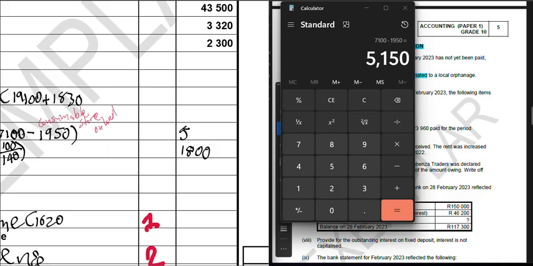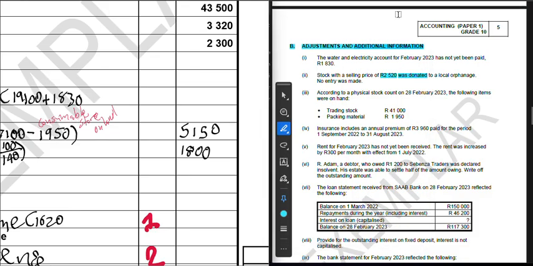Okay, my pen slipped. So here we're going to have 5,150. That is the amount that's going to be written there. Okay, we are done with that, ladies and gentlemen. We go to the next one right here.